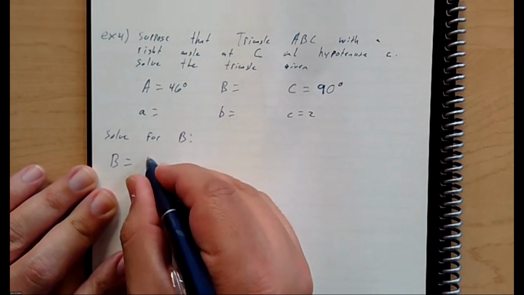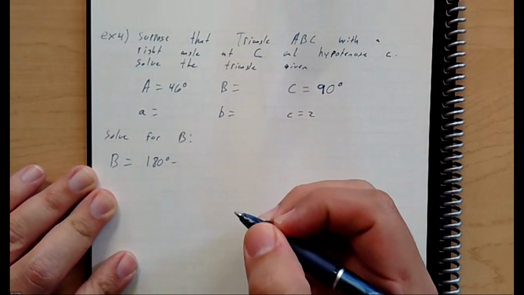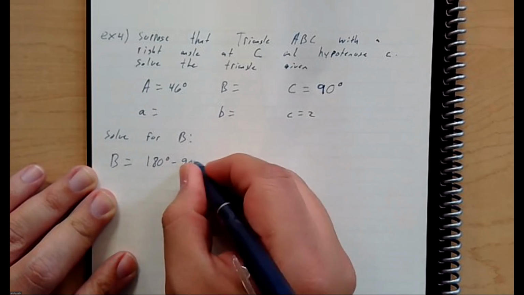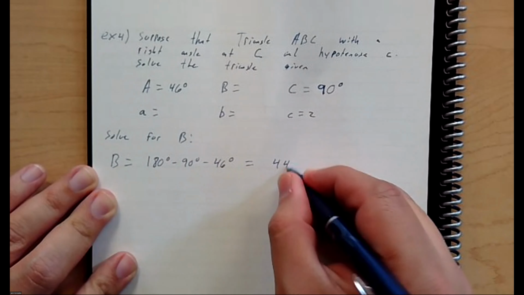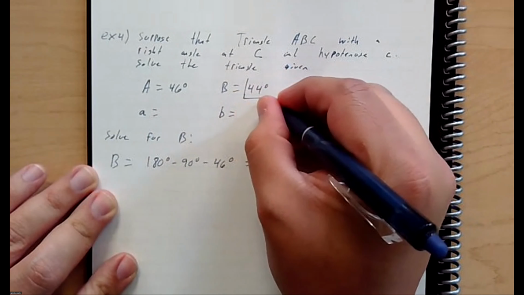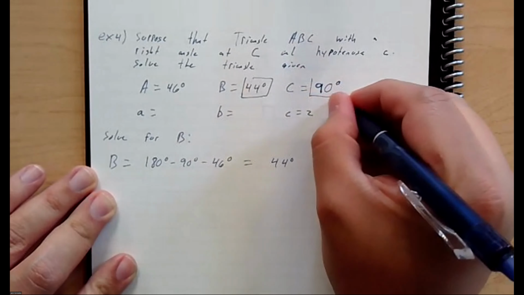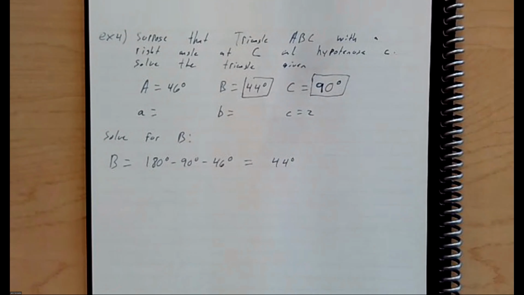B is equal to, yeah, it's going to be 44. So subtract the other two, and you'll be left over with the B angle. So I'm going to box the ones we solved here. Okay. The rest was given. Any questions on how we found capital B? Does that make sense?